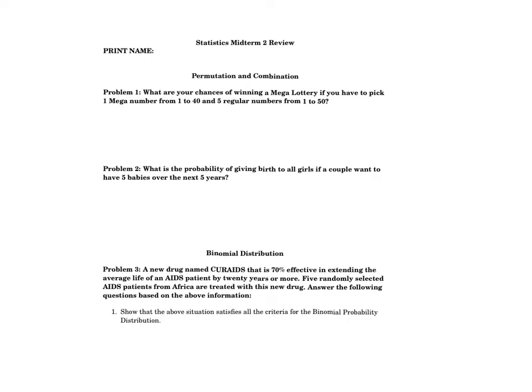So the first problem is this. What are your chances of winning the mega lottery if you have to pick one mega number from 1 to 40 and 5 regular numbers from 1 to 50? You can think of these as two distinct events, event A and event B. Event A is the event where you pick the mega number, and event B is picking 5 numbers.